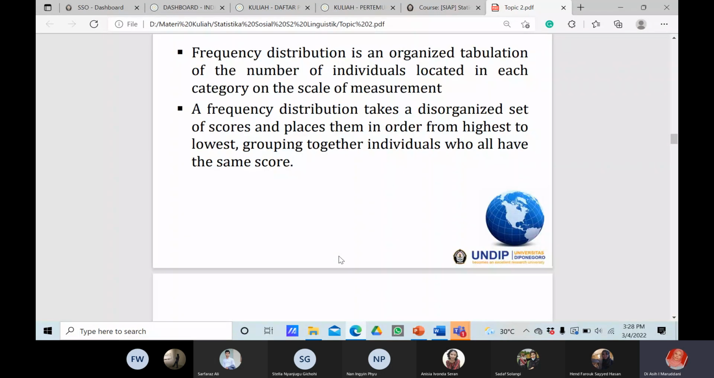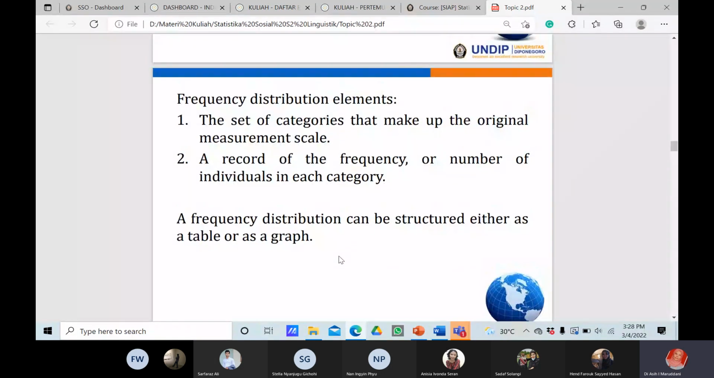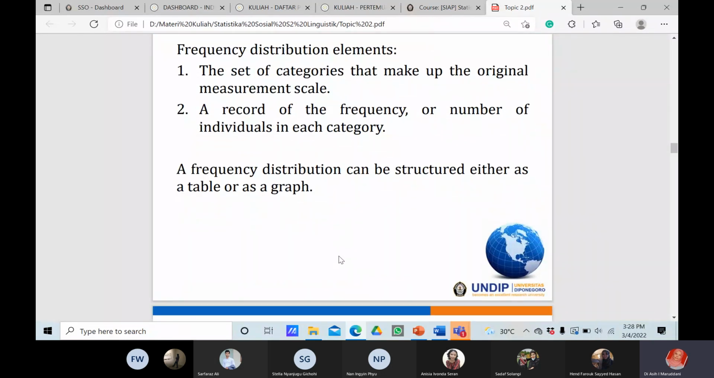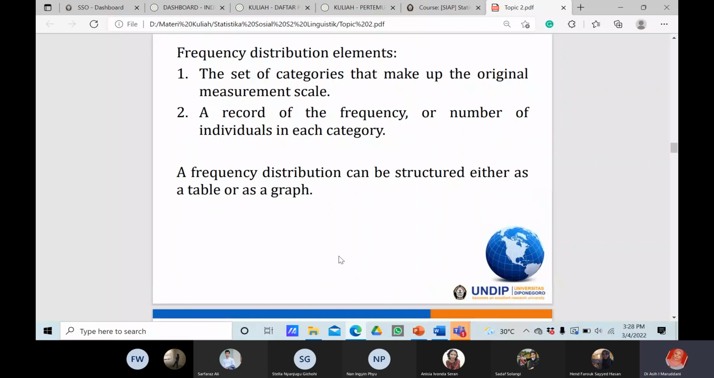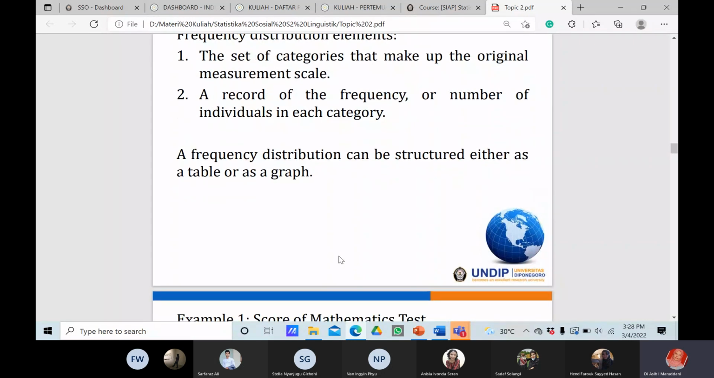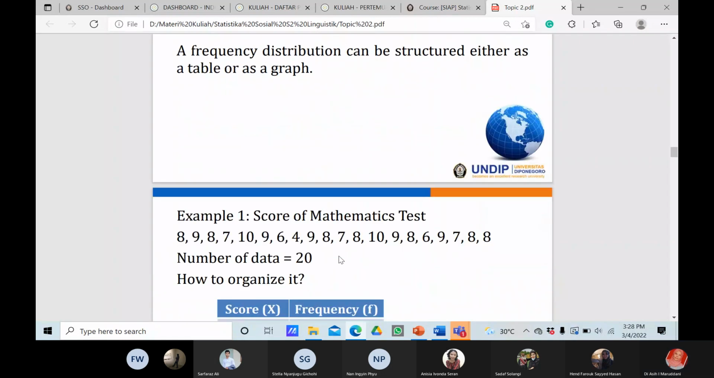Okay, the frequency distribution has two elements. The first is the set of categories that make up the original measurement scale, and the second is a record of the frequency or number of individuals in each category. A frequency distribution can be structured either as a table or as a graph. But first, we can try with a table.